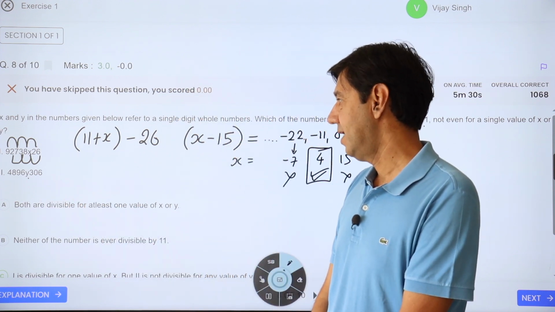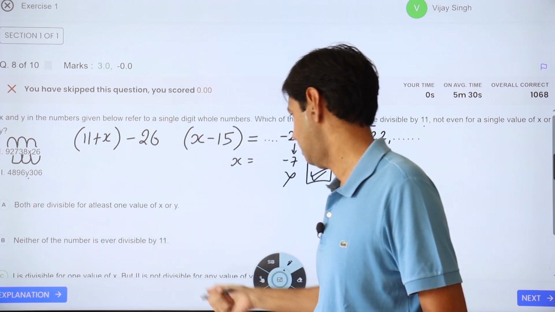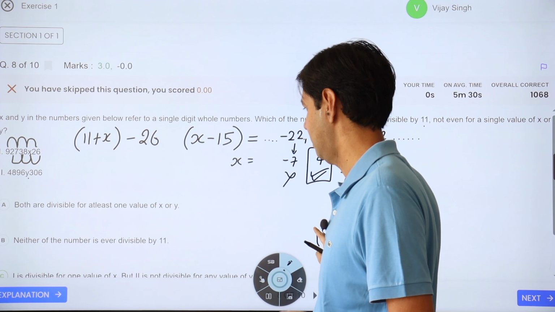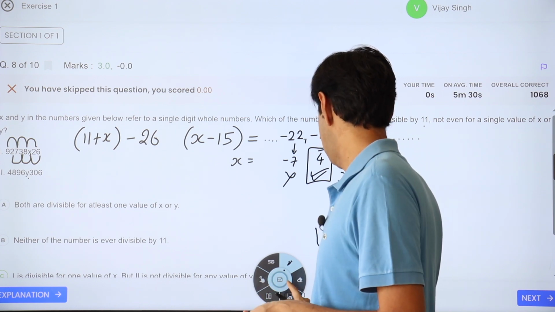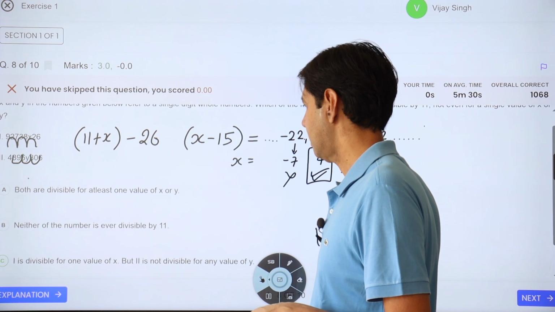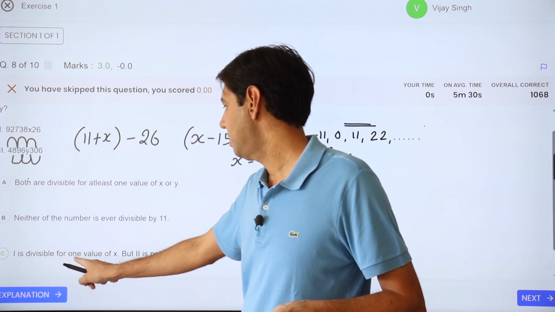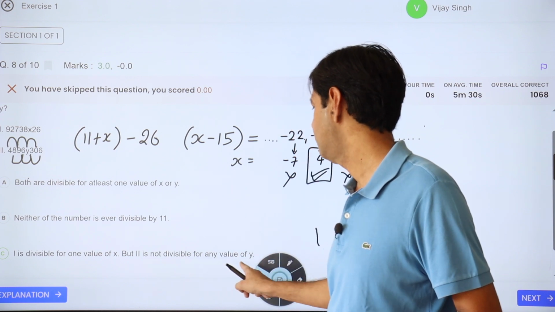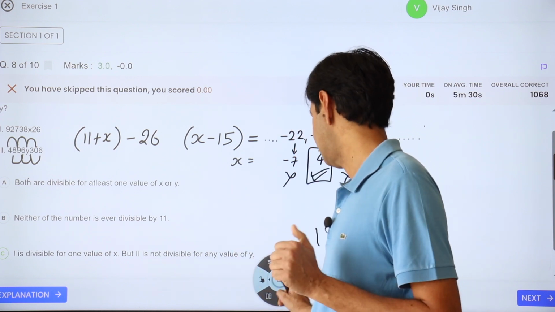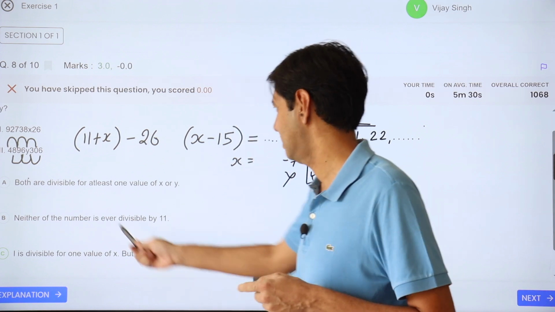Okay, and I'll leave the work for you to do here and check. The answer is almost visible here. So, okay, let me first go to this and check it up. 1 is divisible for a value, but it is not divisible for any value of y. That, it seems, is the answer. So you need to check why it does not work in the second case.